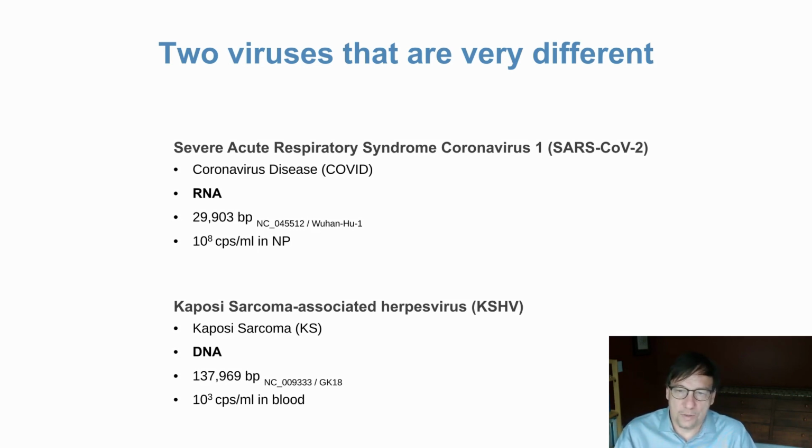Kaposi sarcoma-associated herpes virus is the cause of Kaposi sarcoma, which is a cancer that's highly prevalent in sub-Saharan Africa and that came to prominence in the US because it was the telltale sign of AIDS in the 1980s. This is a DNA virus. It is much, much larger, on the order of 140,000 base pairs, and it never really replicates. So we're lucky if we get 10 to the 3, 10 to the 4 genome copies per mil in blood.